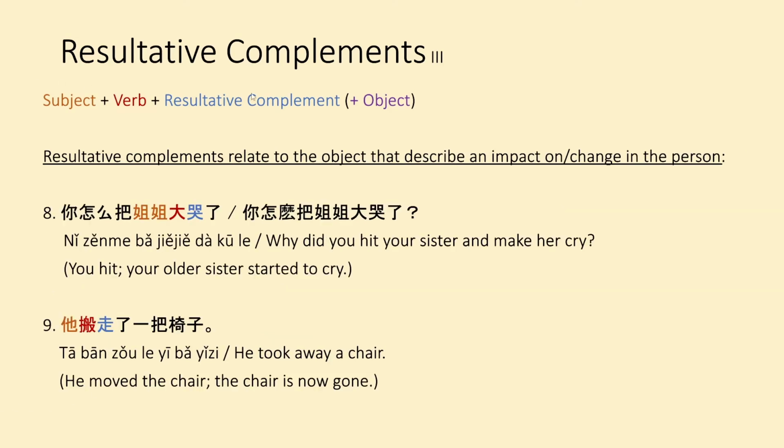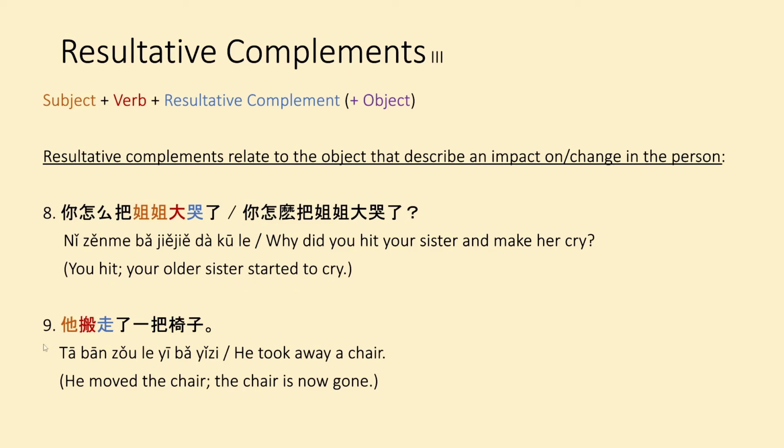The third and last type of resultative complements is the one that relates to the object that describes an impact on or change in the person. For example 8, 你怎么把姐姐打哭了? Why did you hit your sister and make her cry? Or more literally, you hit your older sister and she started to cry.